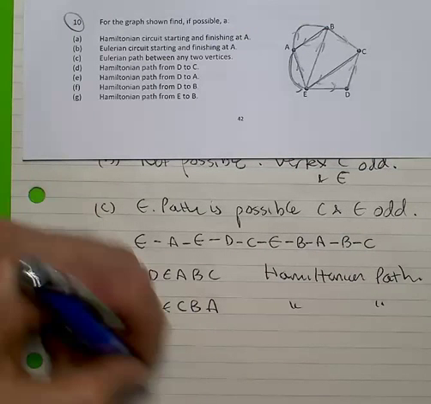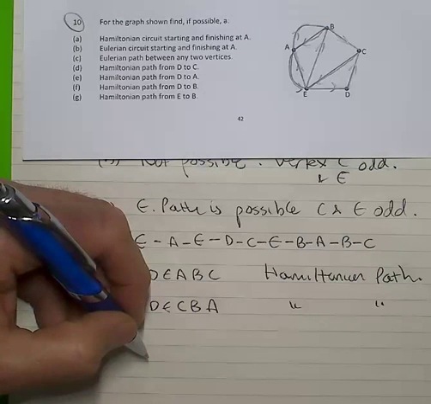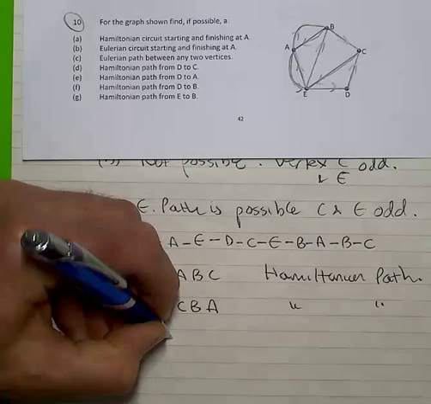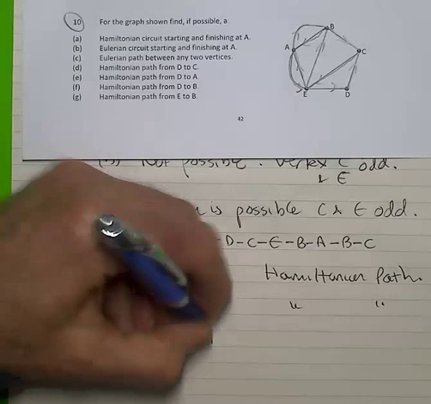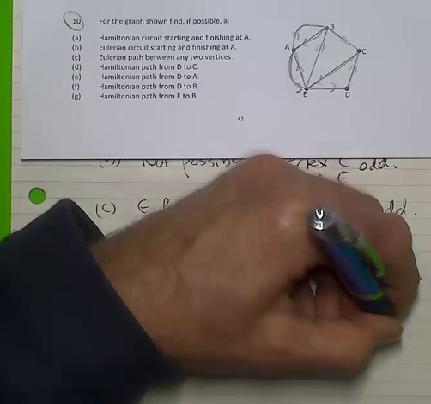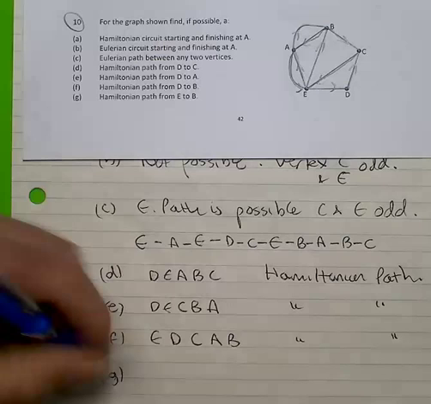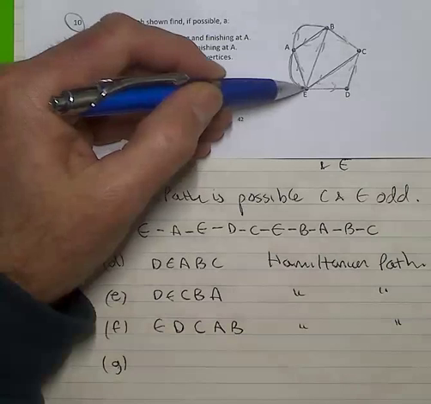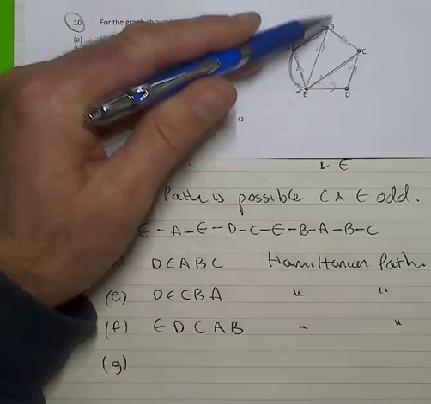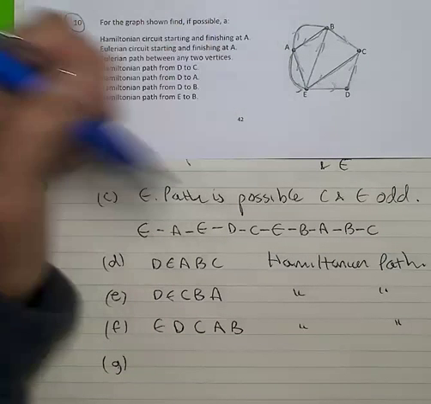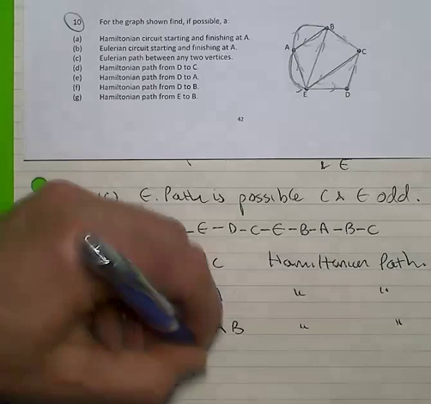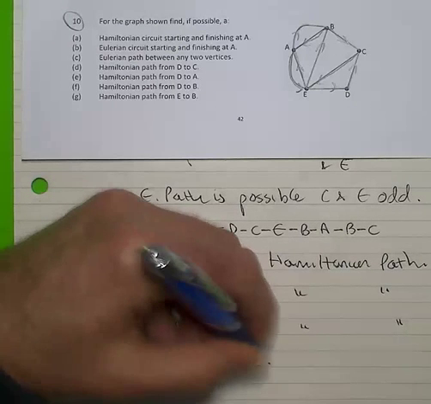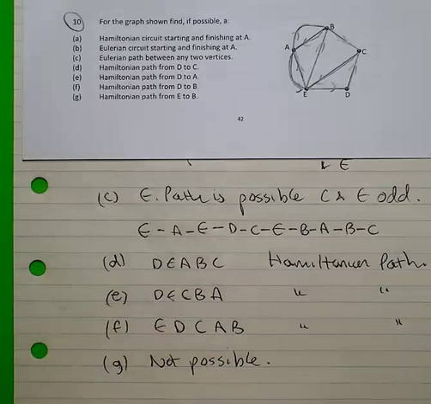In the case of F, E to B, E to D to C to A to B. Now, in part G, E to B, it's not going to happen because we've got so many paths joining E and B, it's simply not possible. I'll let you have a bit of a think and investigation on that for yourself.